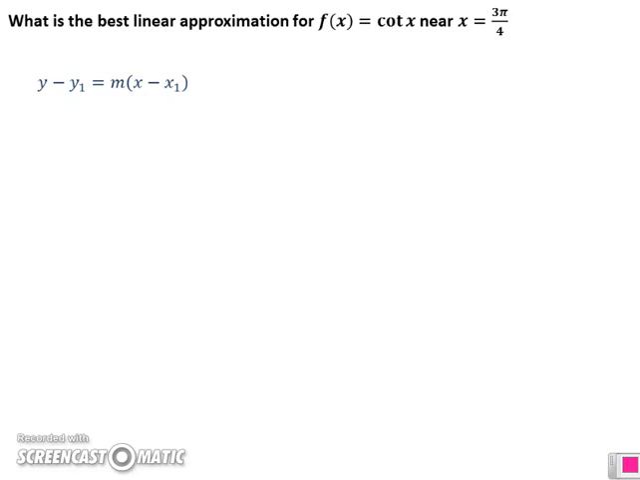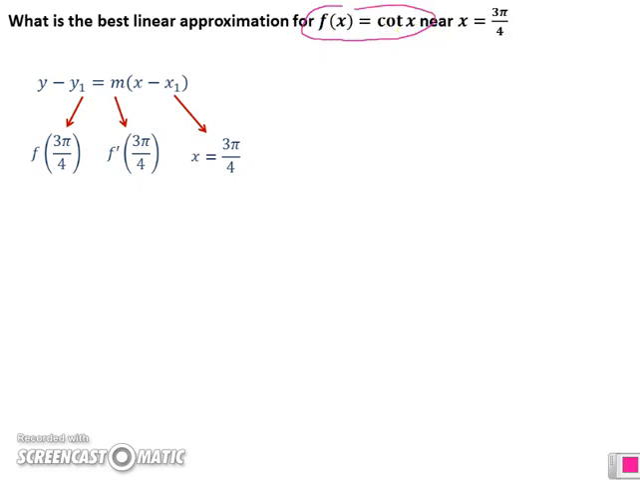You're actually given enough information here to find both of those things. First of all, the point: the x-coordinate is given to you, and that's usually always the case. The y-coordinate is what you get when you plug in to your function, and then the slope is the derivative at that point. So we have the function, we would just need to find the derivative and then plug in 3 pi over 4. So let's do that.